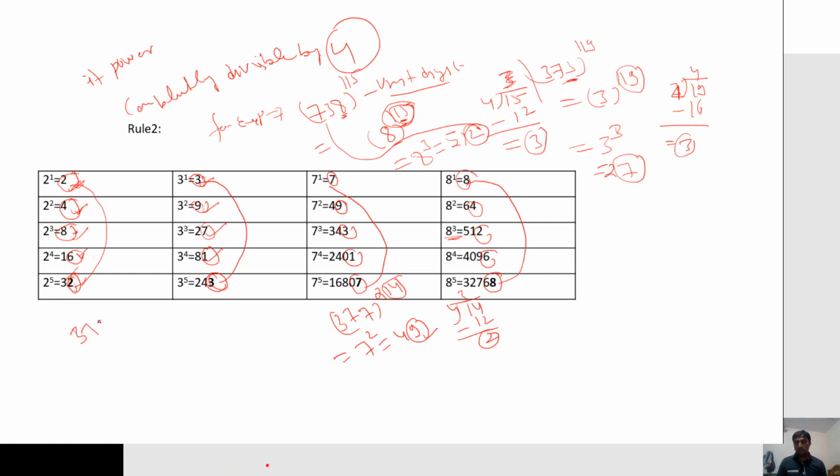For example, 372 to the power 4, where the power is completely divisible by 4. In this case we always take power 4: 2 to the power 4 is 16, so the unit digit is 6, always. If the power is completely divisible by 4, then in this case we always take power 4. This is the rule for 2, 3, 7 and 8, and the last rule is for 0, 1, 5 and 6.